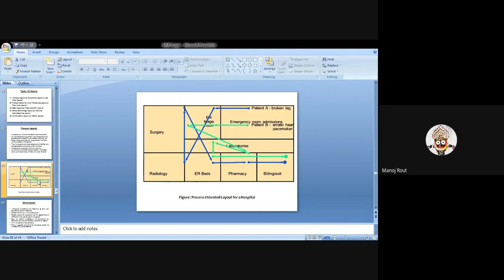If you consider the layout of a hospital, they have arranged the emergency room for admissions. Then next are the emergency rooms, then surgery, then radiography, then emergency beds, pharmacy, billing, and exit. So this is the proper layout of a process-oriented layout for a particular hospital.